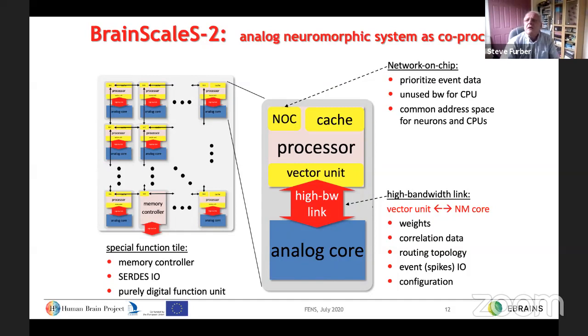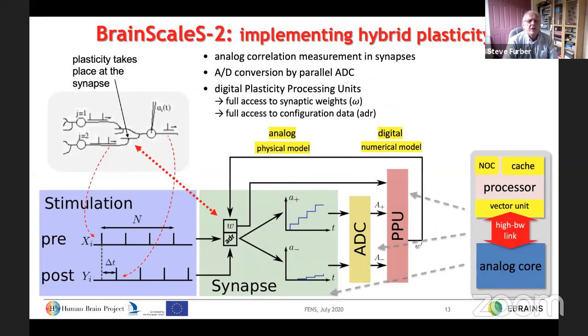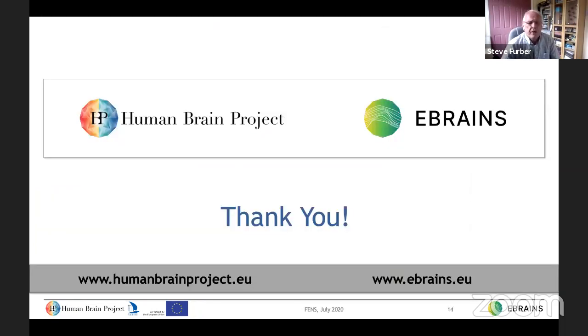And this allows BrainScaleS 2 to support hybrid plasticity, running alongside the network, measuring the various parameters and working out how to apply learning rules to adjust synaptic weights and other aspects of the network. So that's my 10-minute introduction to the neuromorphic computing platform.